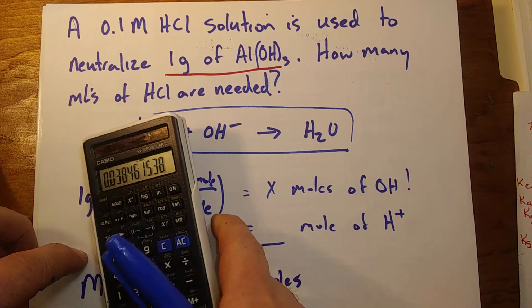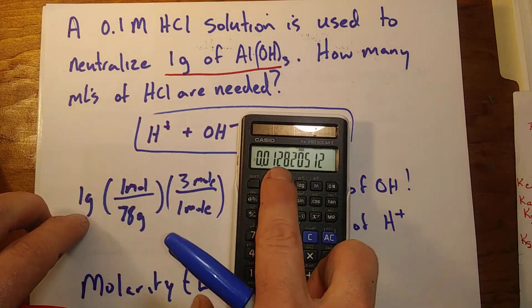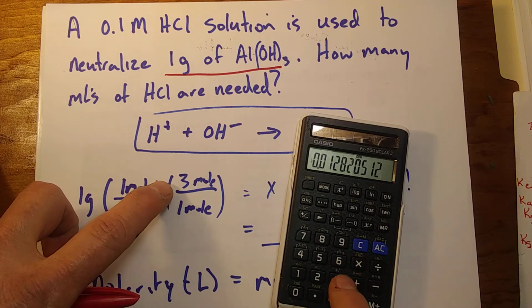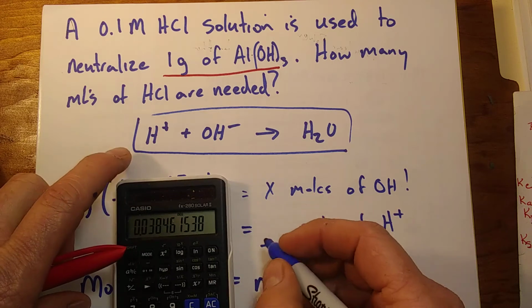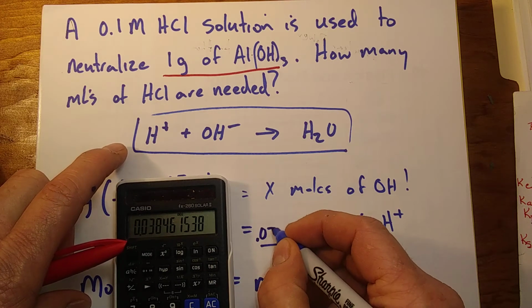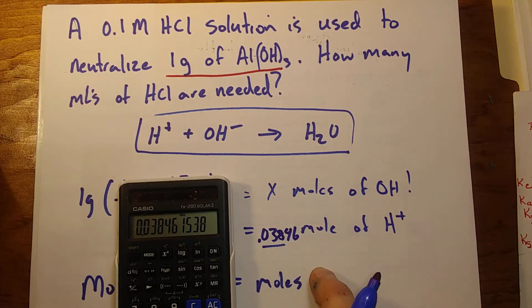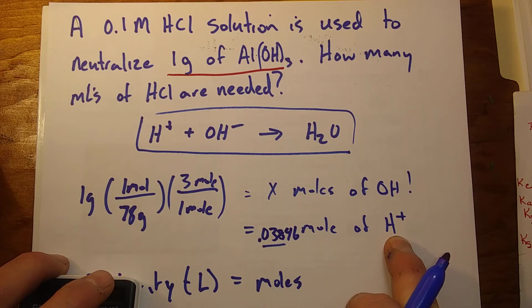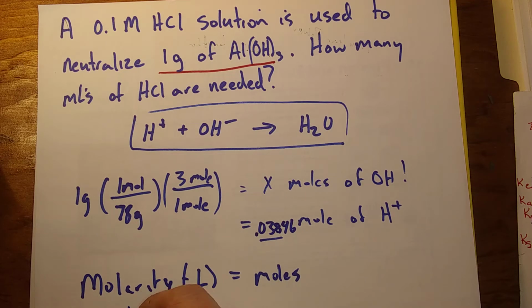If you take the 1 gram and you divide that by 78, you get 0.128 if we stop there, but I know I need to times that by 3. So that gives me 0.03846. So I'll put that 0.03846 as the mole amount of OH minus, but also what needs to be, at equivalence at neutralization, the mole amount of H plus. Well, now I know the molarity, it's 0.1.